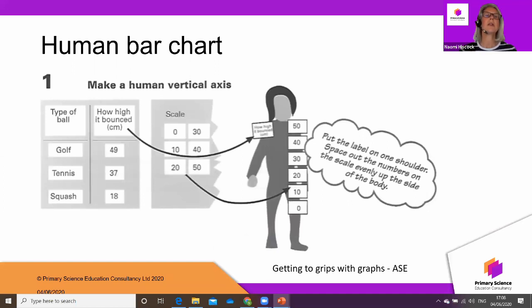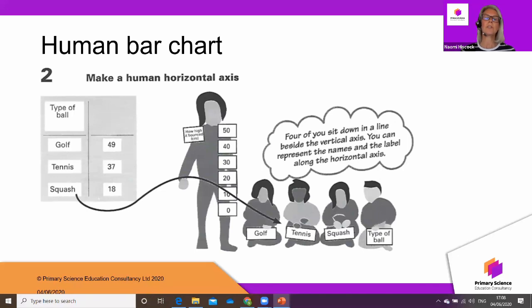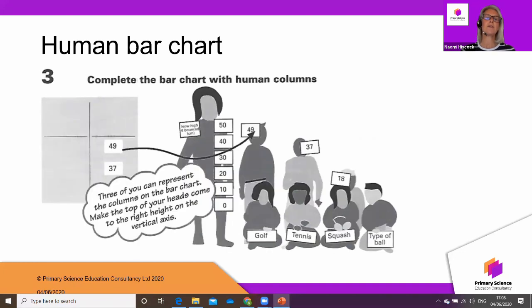The other thing that you can do is make human bar charts. Here we've got some data and you have one child that stands up, and I quite like to use post-it notes with the scale on it. The children add the post-it notes to the scale. Then another child or 4 children can hold what's being changed across the bottom there. And then a further 4 children stand at the appropriate height to be the bars of the chart. So you can see 49 is standing almost level with the 50, 37 is lower, 80, and then that last person is scooched down so we can't see them.